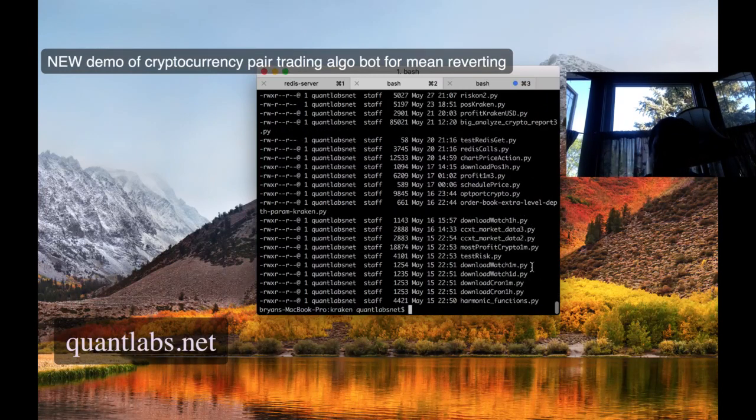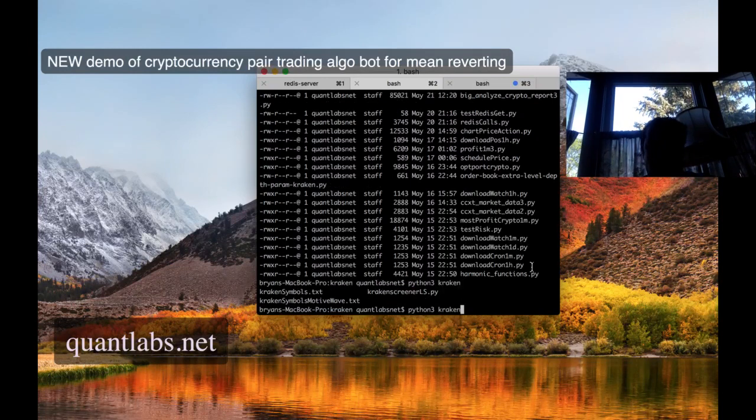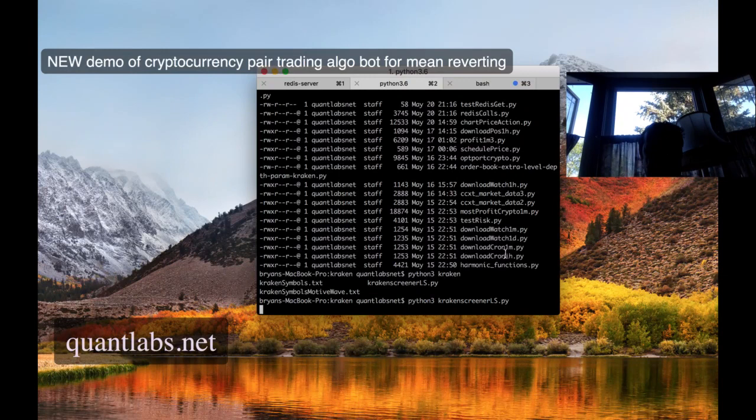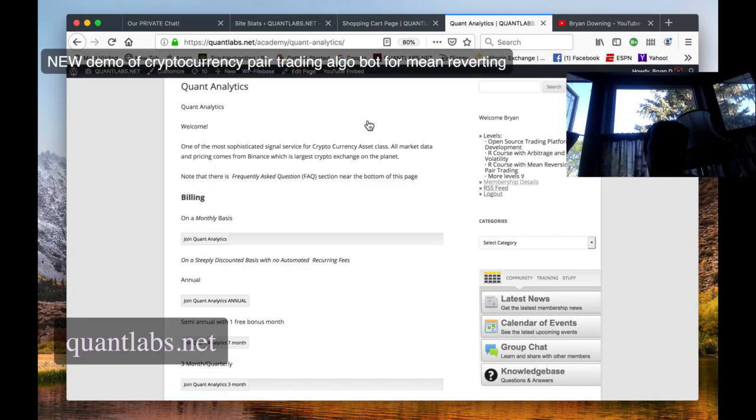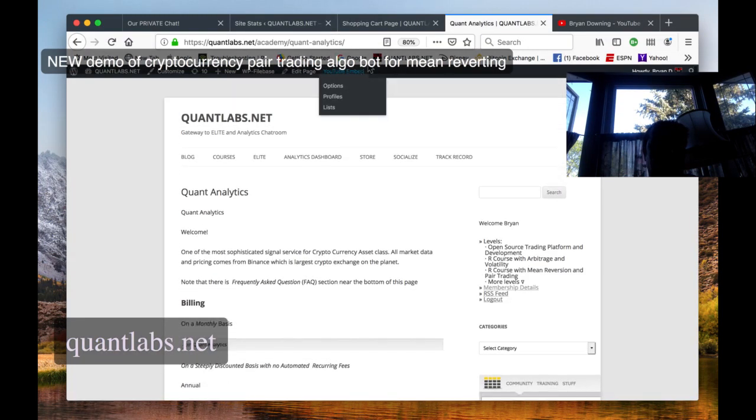Okay, so this is again using Kraken data. Screener, long, short. So off she goes. Like I said, it takes a bit of time to run this, so I'll be entertaining you for the next 5-10 minutes. Okay, so let's talk about the future of where things are going.